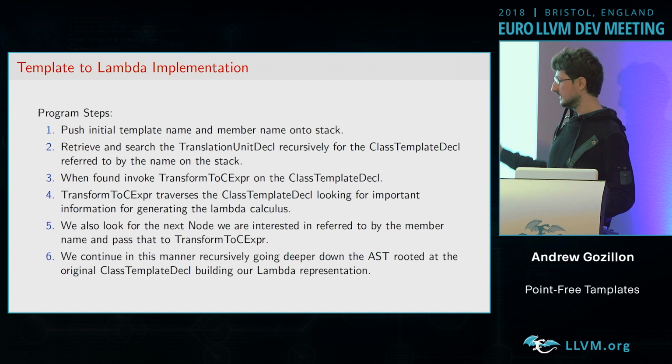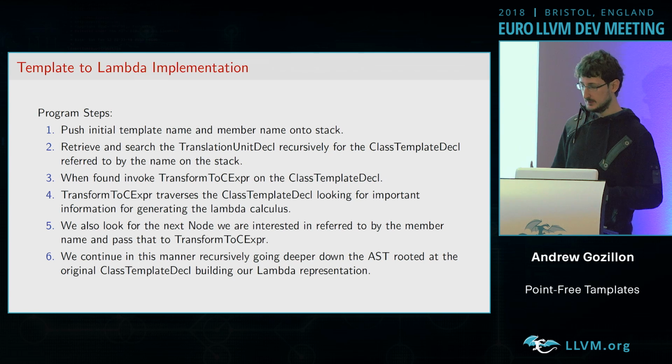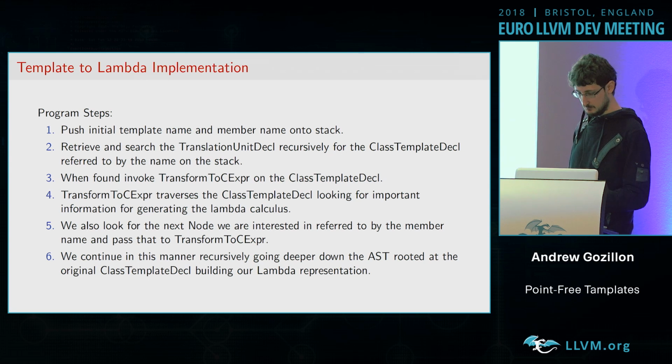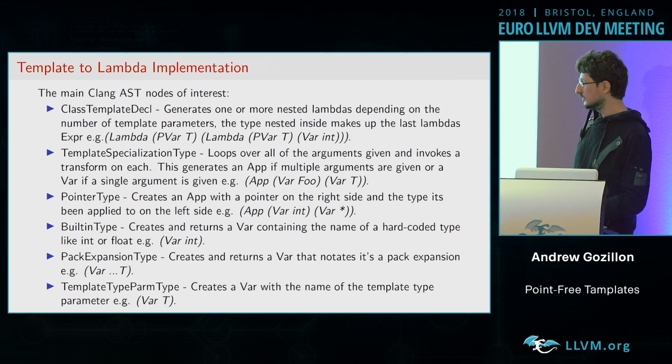The stack itself is mostly there to deal with the fact that if you have nested metafunction calls inside of the template, you're going to have to look for them at some point to then convert them. So it's a way to hold information so we can search for those other functions nested inside the type call. These are the Clang AST classes we're looking for to take information from to build up our lambda.